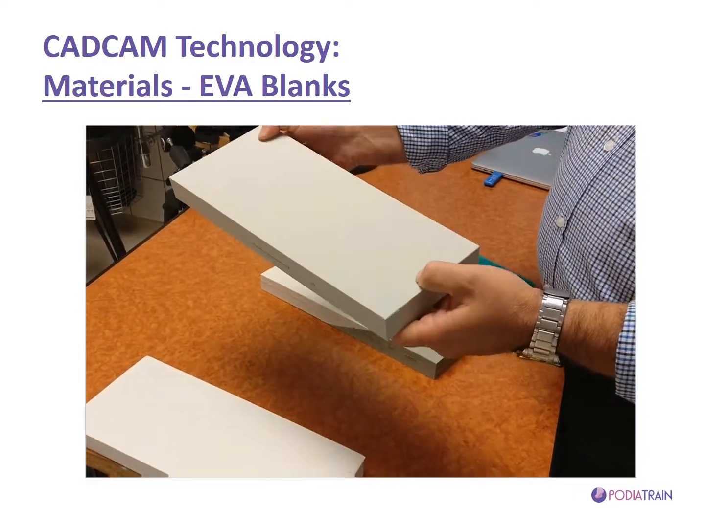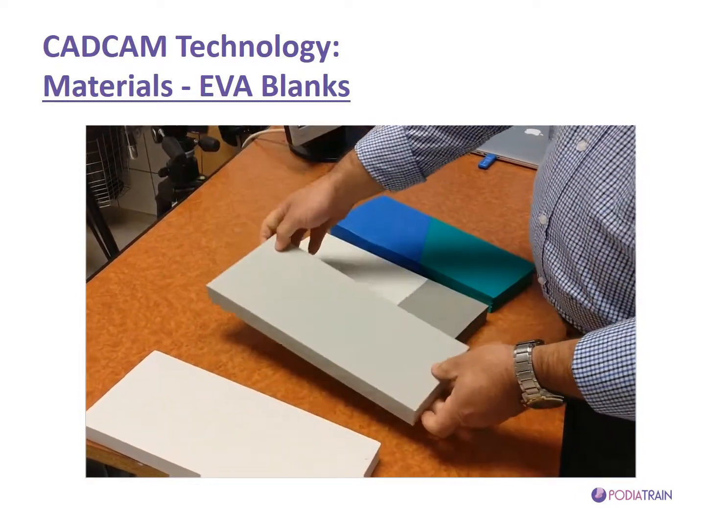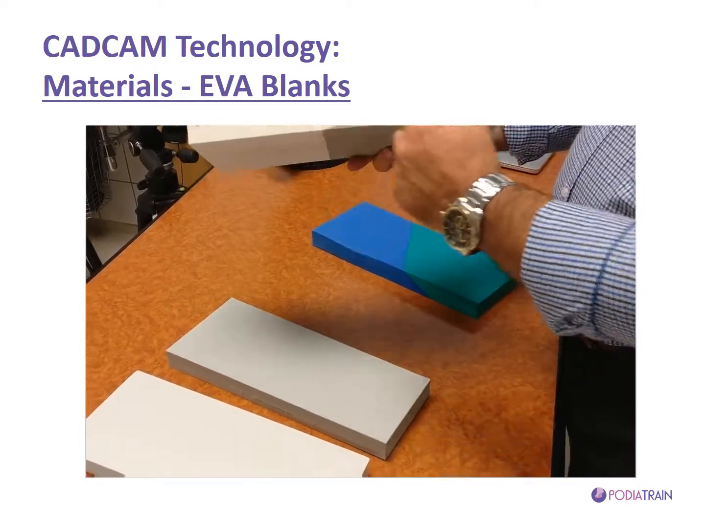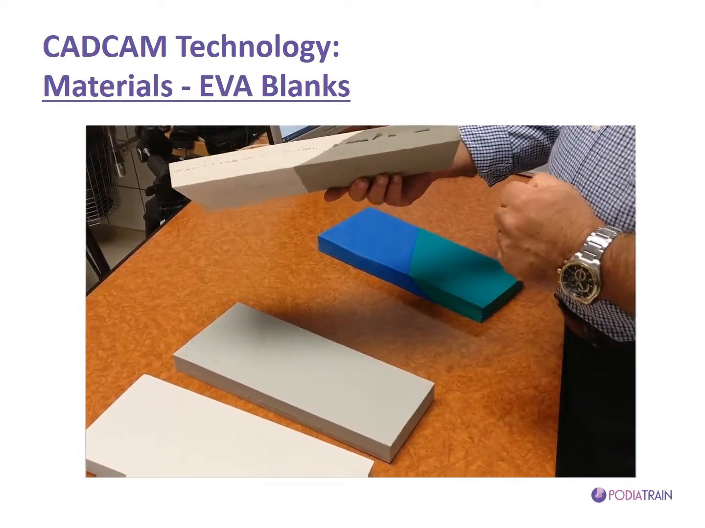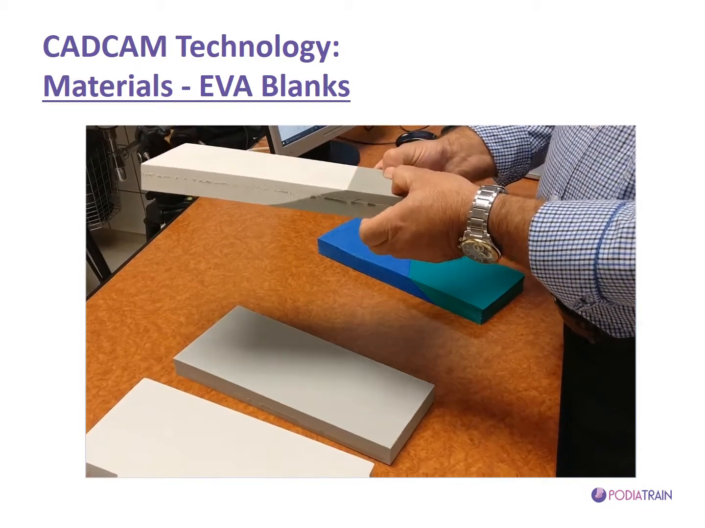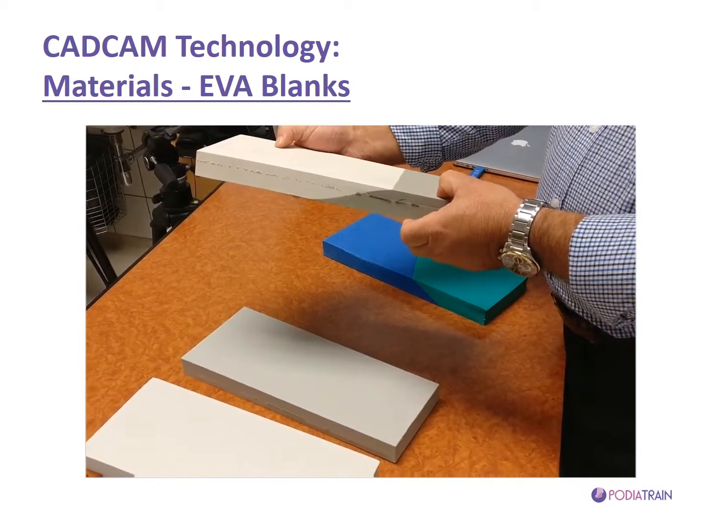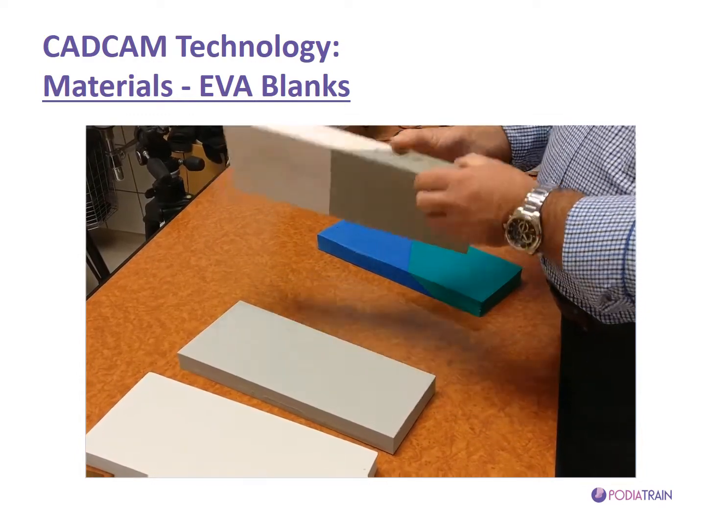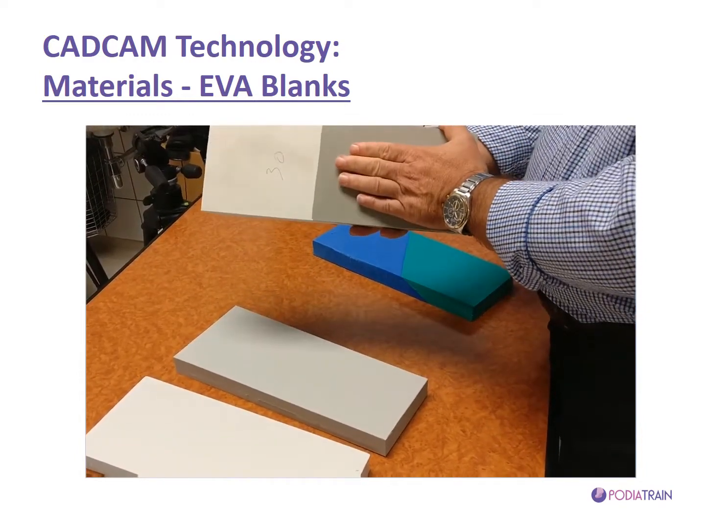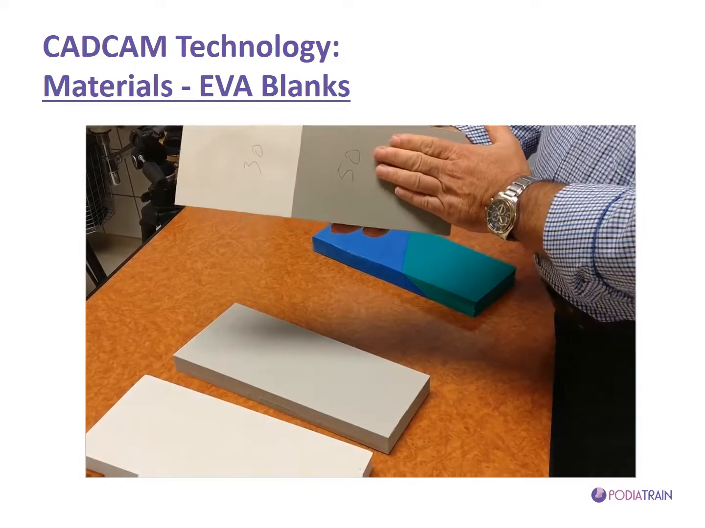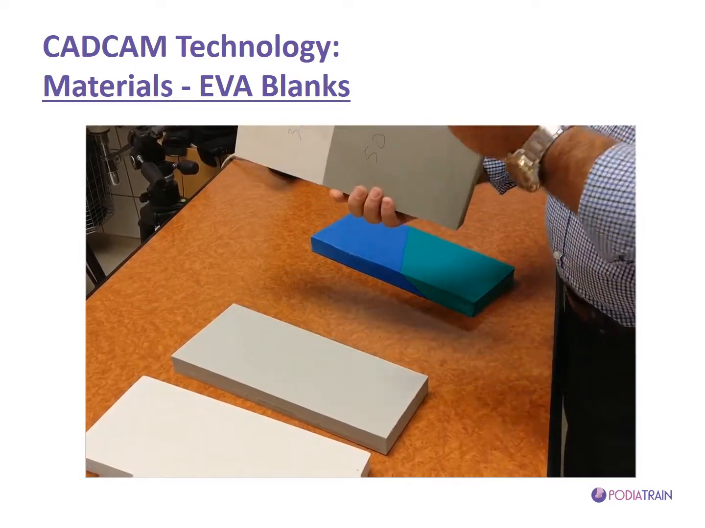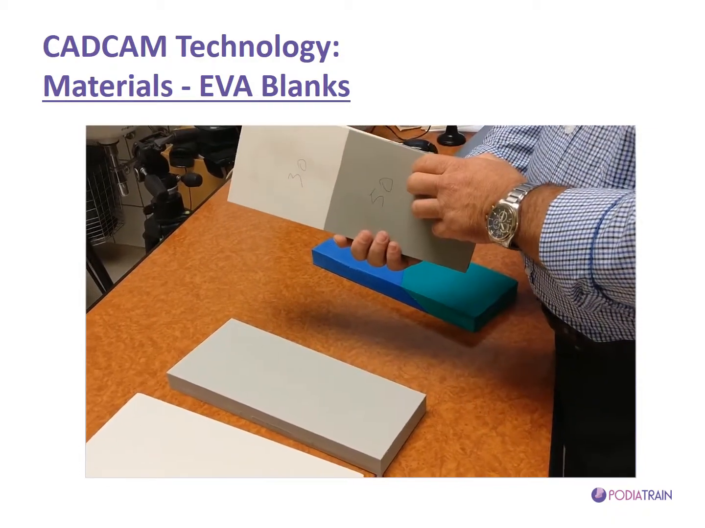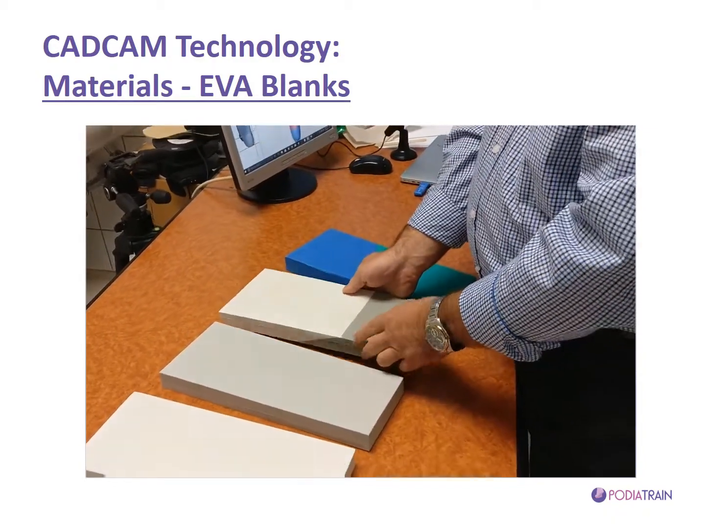EVA has a Shore of 50, while this is a double type of material. So this has a medium Shore in the back and the lower Shore in the frontal part. As we can see here, this is a 50 and 30 Shore kind of blank, which we are going to use for this particular patient.